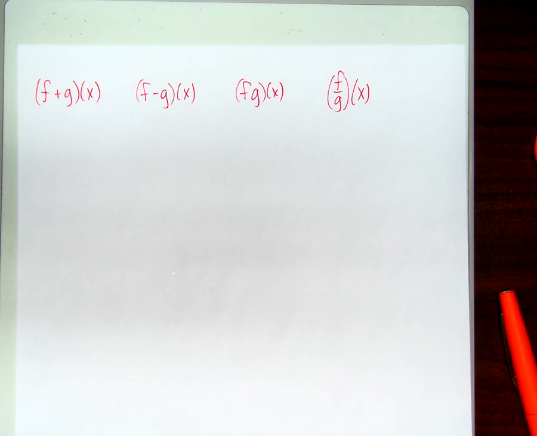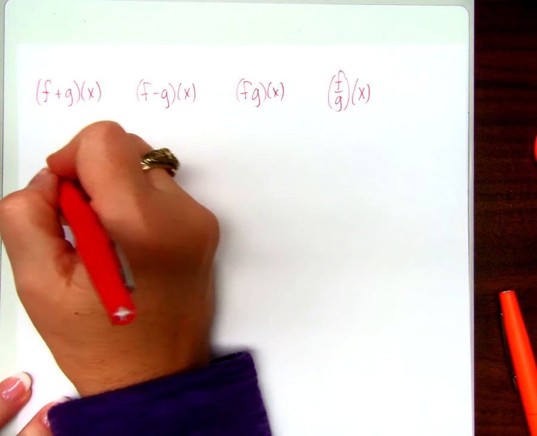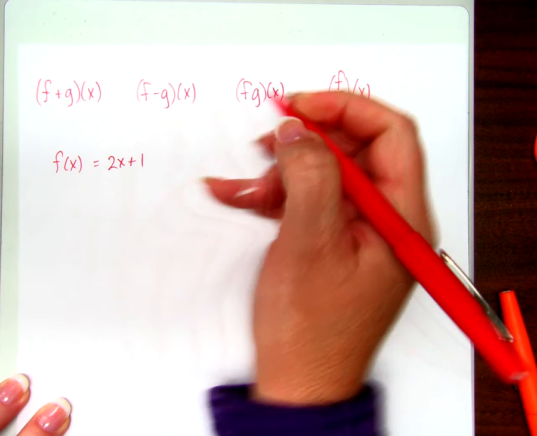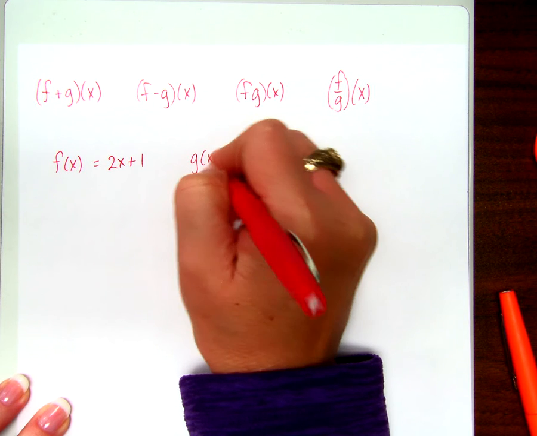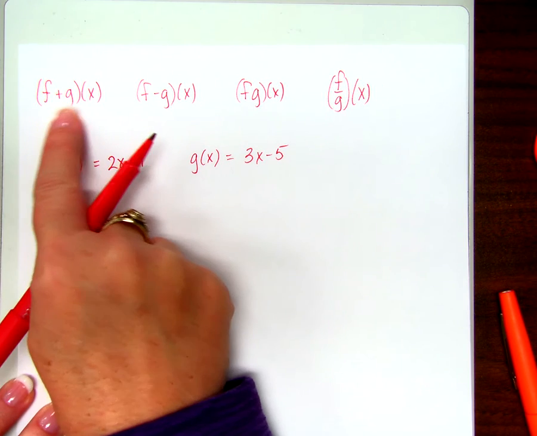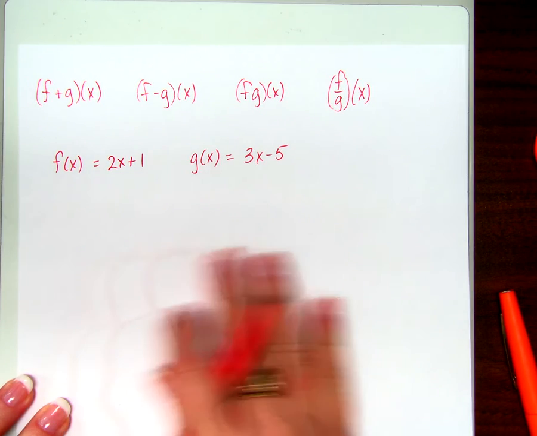Here is the first part of our lesson. Does this look familiar to you? Yes, because we've talked about it before, right? So if I say f of x is 2x plus 1, and I say g of x is 3x minus 5, could you find f plus g? Could you do it without even writing anything down?